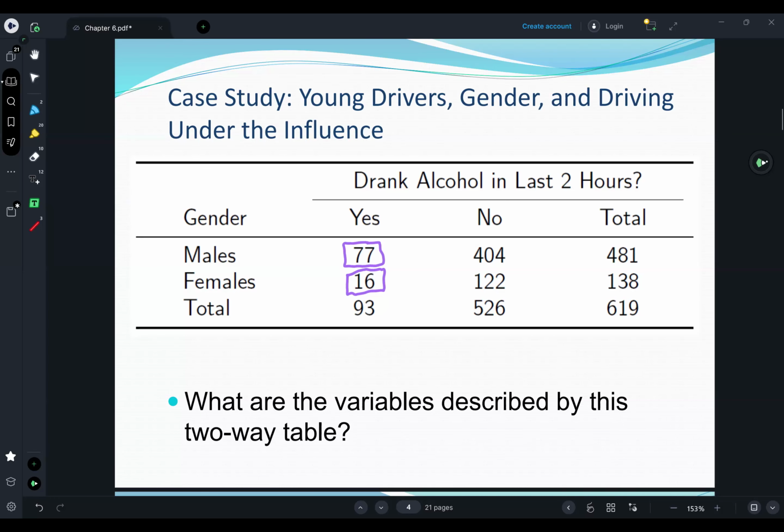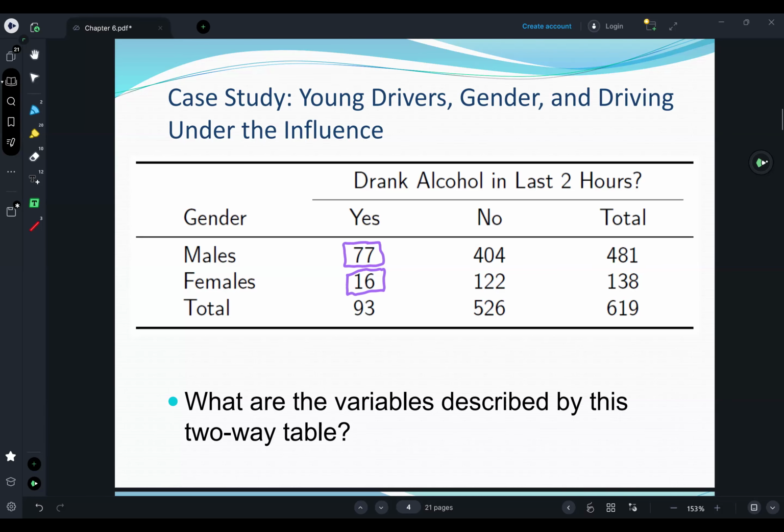So what are the variables in this two-way table? What are the two categorical variables? One is yes, no. It's the answer to the question. They don't have numbers, right? It's yes or no. So it's categorical. People either answered yes or they answered no. And then there's gender, where they answered male or female. That was the result of the study, so that was the data.